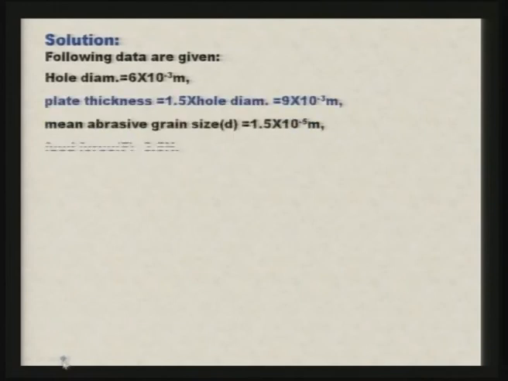Before solving this problem, let us see what data are available. Hole diameter is equal to 6 into 10 raised to power minus 3 meter. All the data that are given have been converted to meter. So you can see here the plate thickness is equal to 1.5 into hole diameter, which comes out to be 9 into 10 raised to power minus 3 meter. Mean abrasive grit size, it should be grit, not grain, is equal to 1.5 into 10 raised to power minus 5 meter. Feed force is equal to 3.5 Newton.